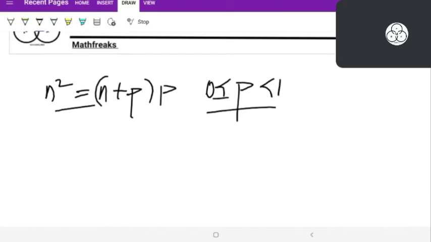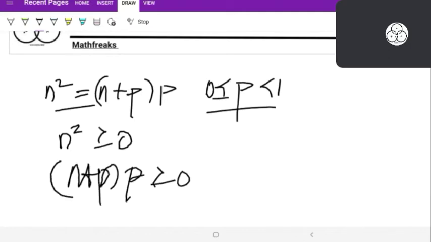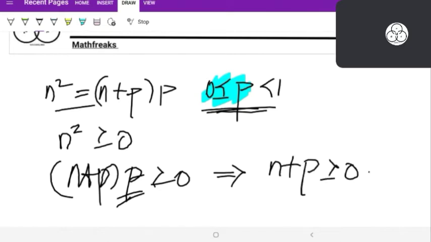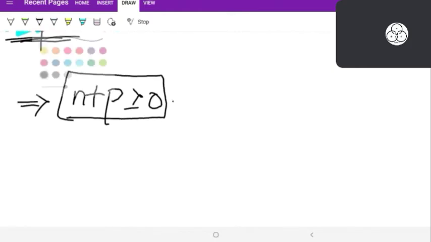So n square is greater than or equal to 0. We know that anything squared is greater than or equal to 0, which implies that n plus p into p is also greater than or equal to 0. Now p is greater than or equal to 0, so we can write n plus p greater than or equal to 0. And n belongs to integers, so we can say that n is also greater than or equal to 0.